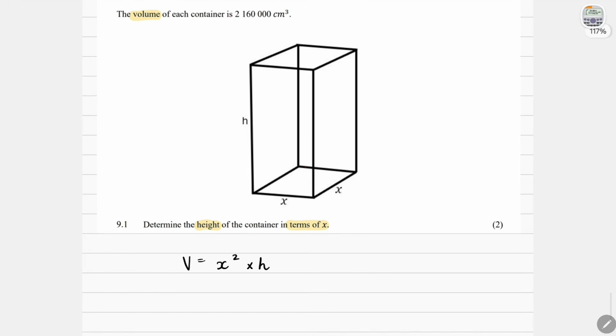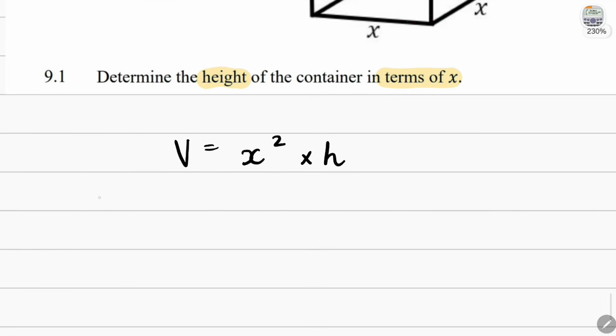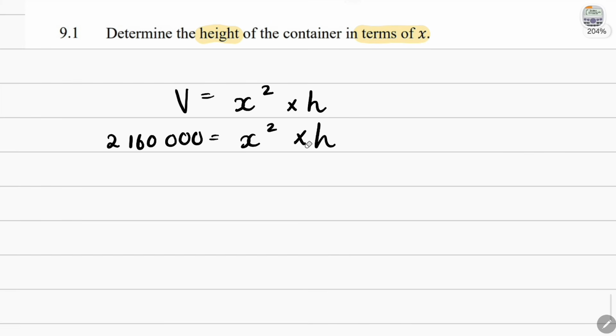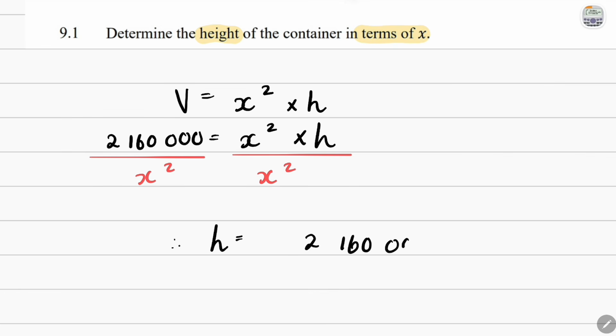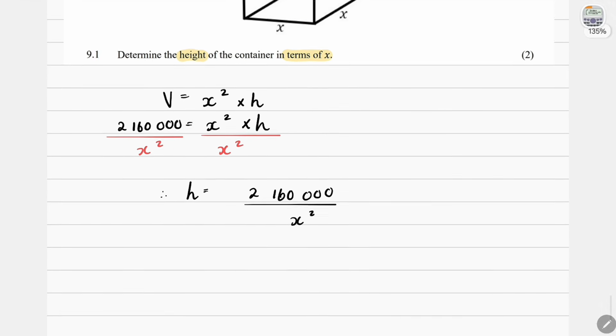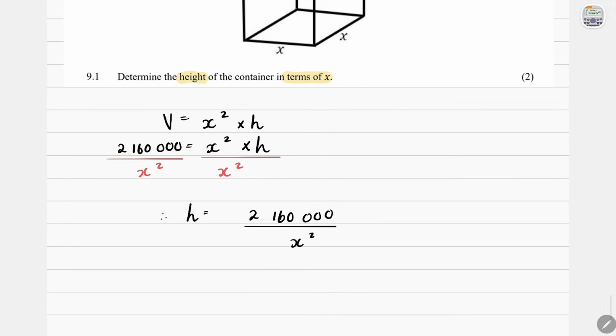Now we already have the volume. It's 2,160,000. So 2,160,000 is equal to x squared, we don't have this, we're just trying to find h. Okay, multiply by h. And so to get h on its own, so it can be in terms of x, we can divide both sides of this equation by x squared. Okay, and that will get h on its own. So therefore, the height is equal to 2,160,000 divided by x squared. And that is our answer for the first question. Moving on to the next question.